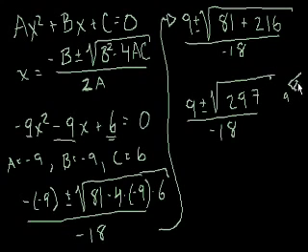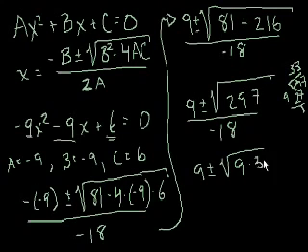9 goes into 297. It goes 3 times 27. 27. It goes 33 times, right? So this is the same thing as 9 plus or minus the square root of 9 times 33 over minus 18. And 9 is a perfect square. That's why I actually wanted to see if 9 would work, because that's the only way I could get it out of the radical if it's a perfect square, as you learn in that exponent rules number 1 module.